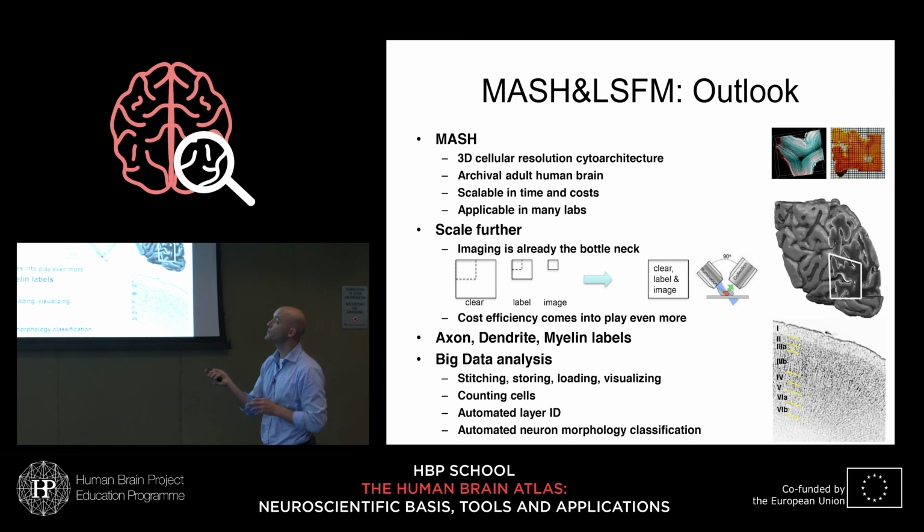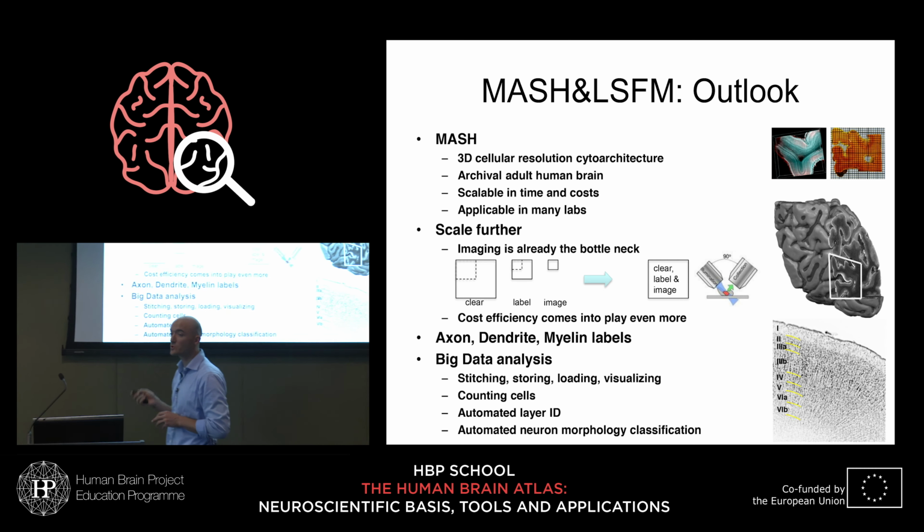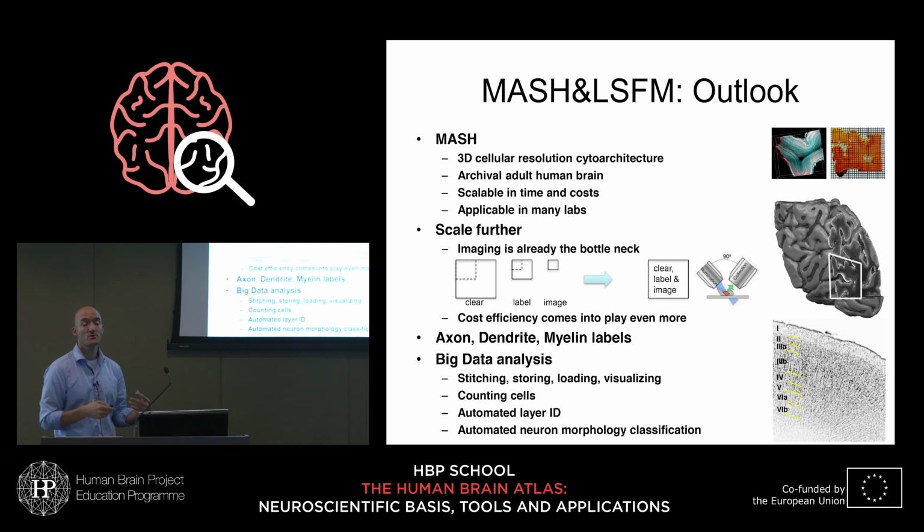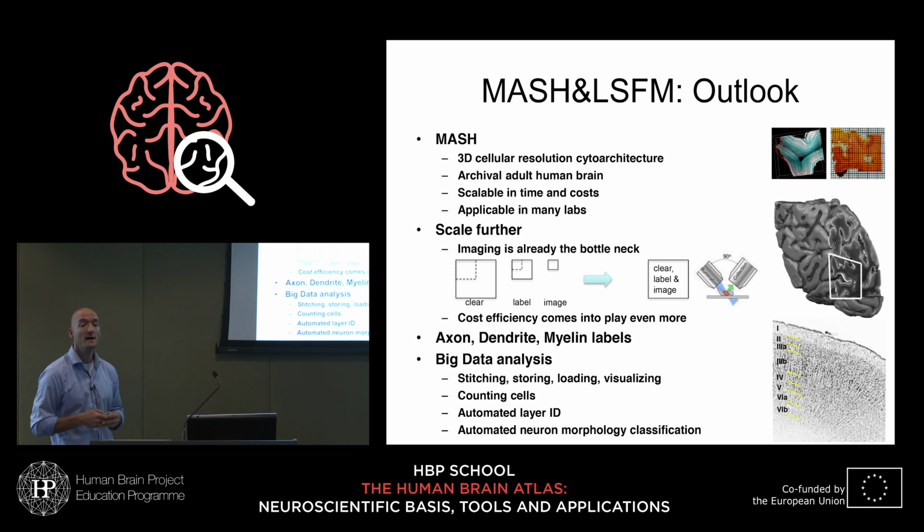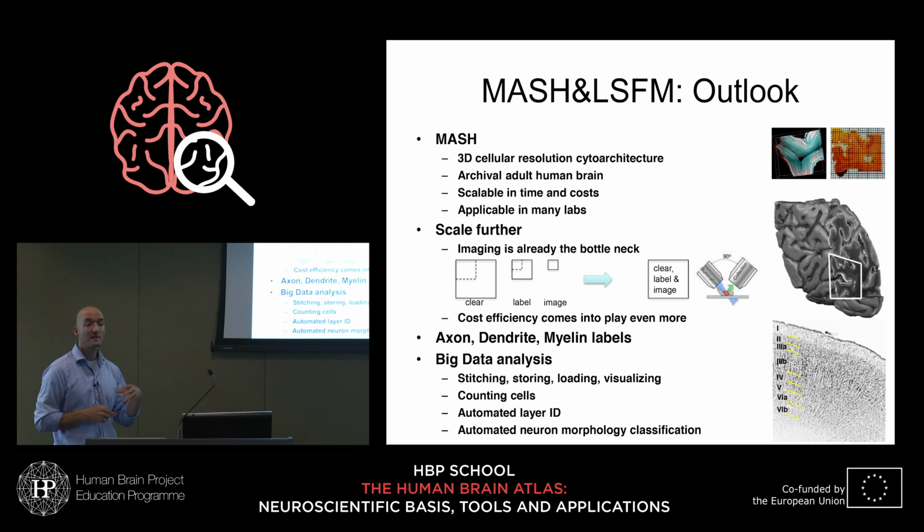Scaling this further is something that we really want to do. We would like to scale the imaging of this further to something the size of an entire occipital lobe. But in fact, MASH is not the bottleneck there. We can clear and we can stain entire occipital lobes in 5 millimeter slabs, but the imaging becomes the bottleneck.